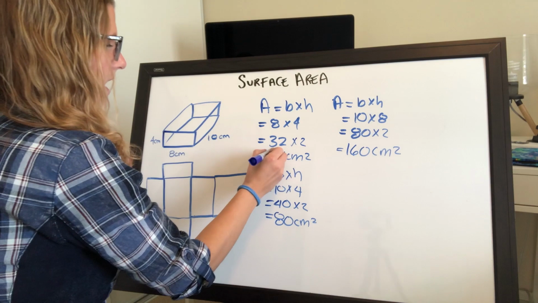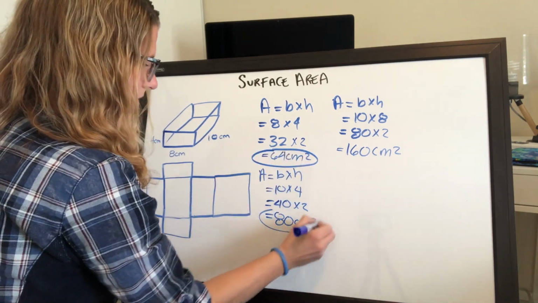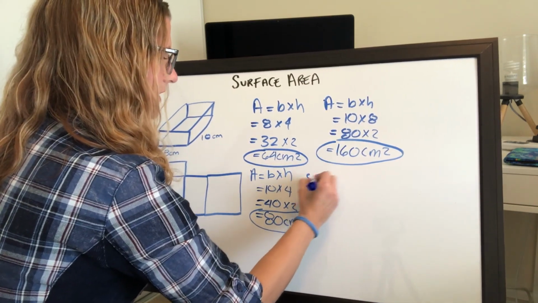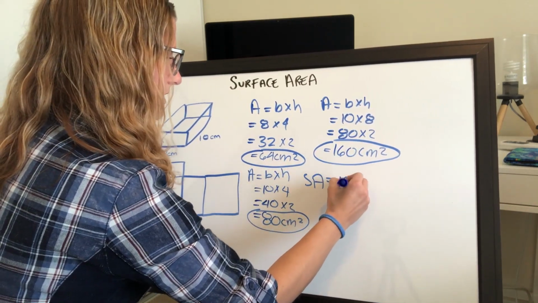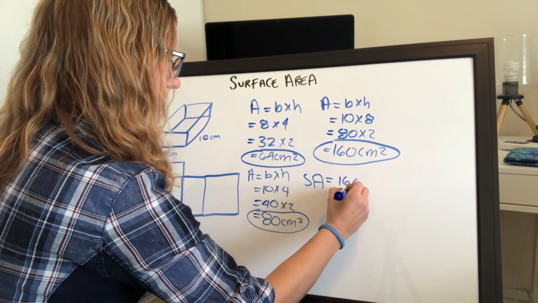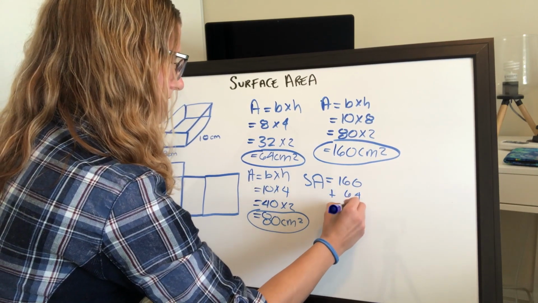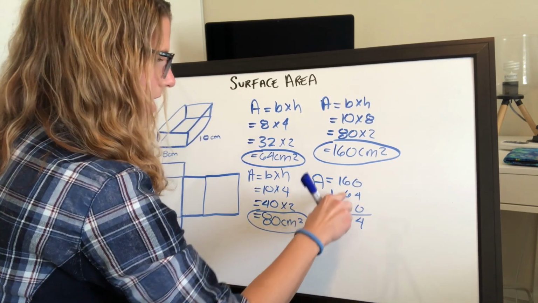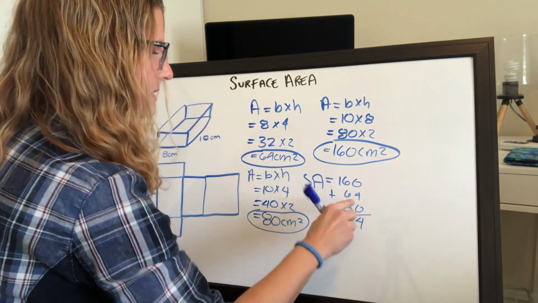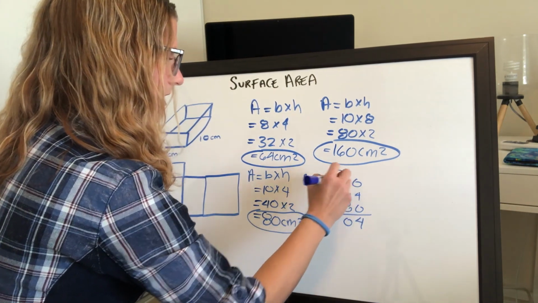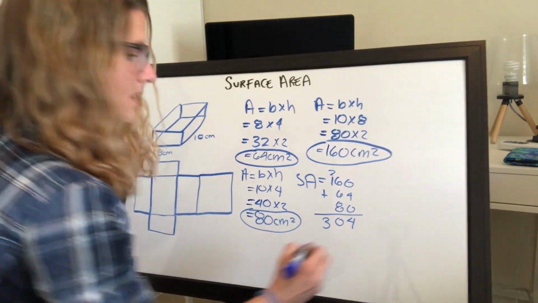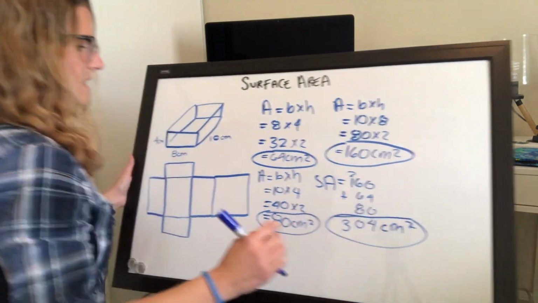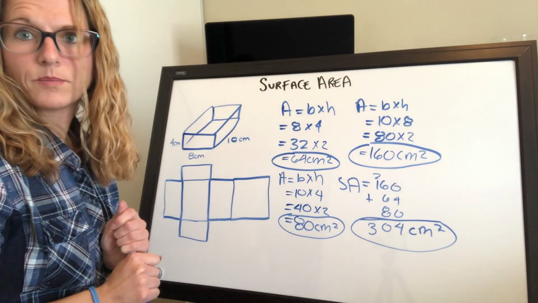So now we've got the area of all of the faces and we need to add them all up. So surface area equals 160 plus 64 plus 80. So we'll add this up. So that's 4. And then 6 and 6 is 12 plus 8 is 20. So 304 centimeters squared would be your total surface area for this whole rectangular prism.